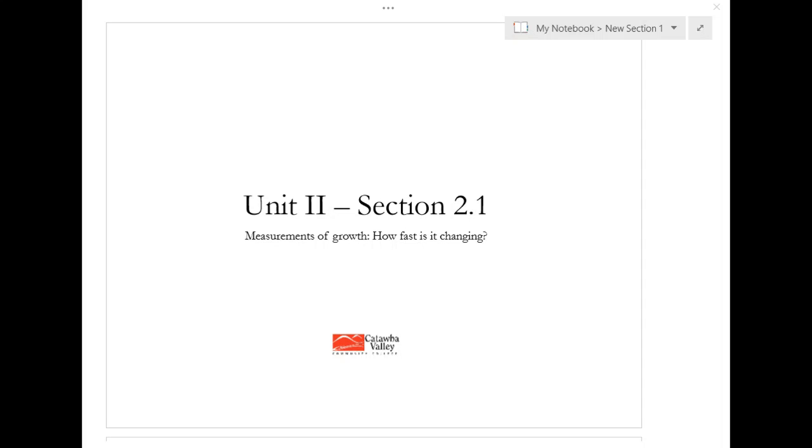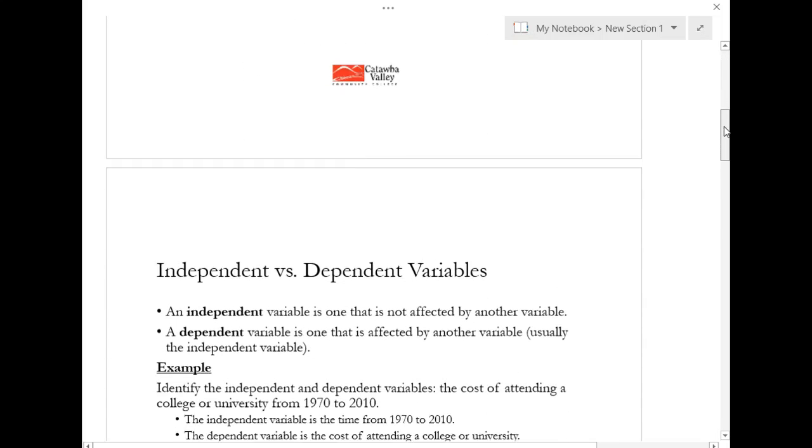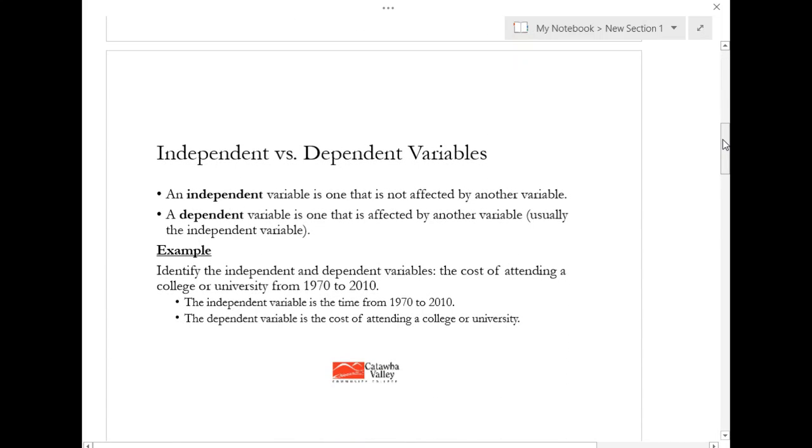So here I have the title slide. This is the start of Unit 2, Section 2.1, in your book titled Measurements of Growth and How Fast is It Changing. Alright, so let's jump in and start looking at our first definitions.